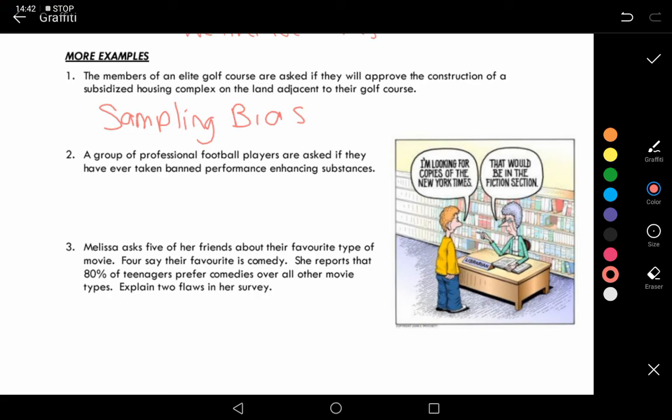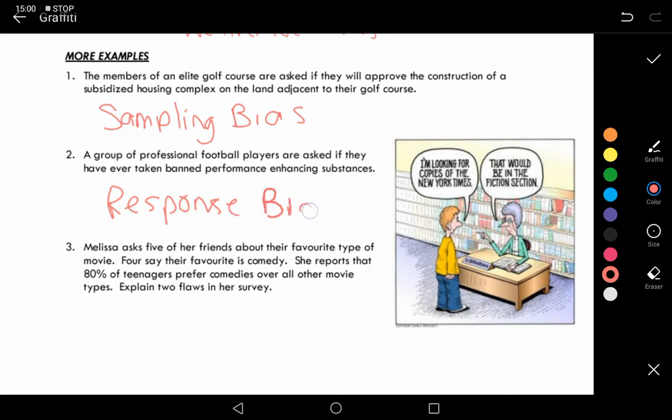A group of professional football players are asked if they have ever taken banned performance-enhancing substances. Why the heck would they admit to that, right? So obviously, if they're asked that exact question, there's going to be response bias.